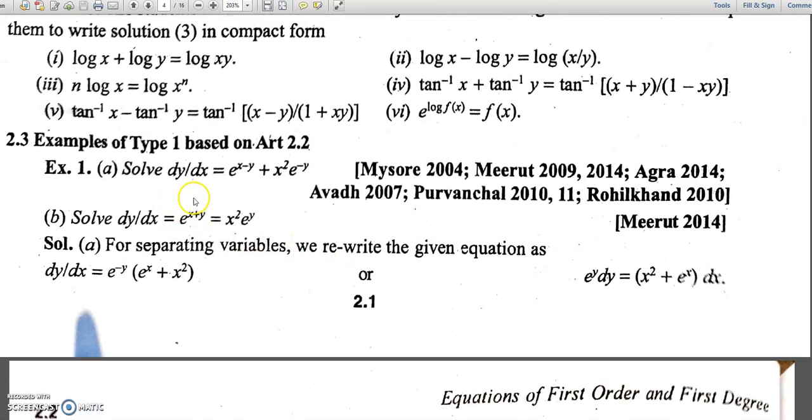Now let us solve one problem. dy/dx equals e power (x minus y) plus x square e power minus y.